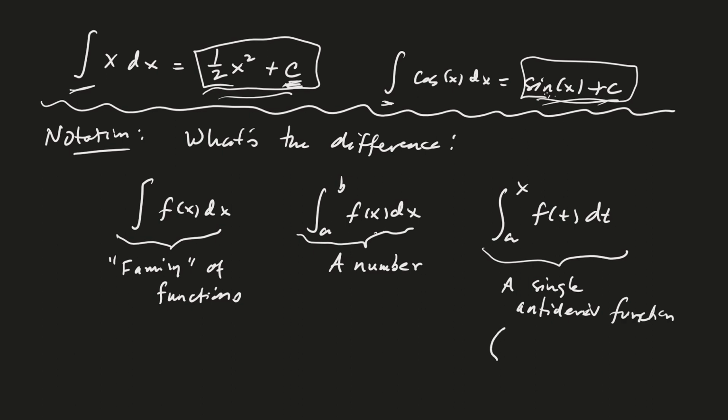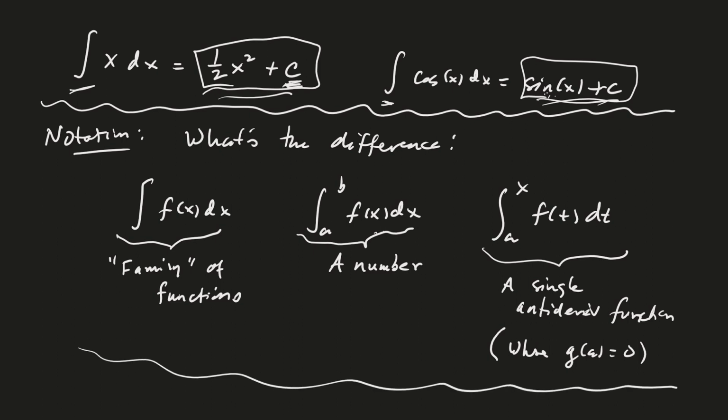Yeah, it's the function where g of a is equal to 0. Good. So that's the difference in notation when you're reading these questions in books. So be careful about the notation that you're using for your integral. Good. Okay, so one's a family of functions, one's a number, and one's a single antiderivative.